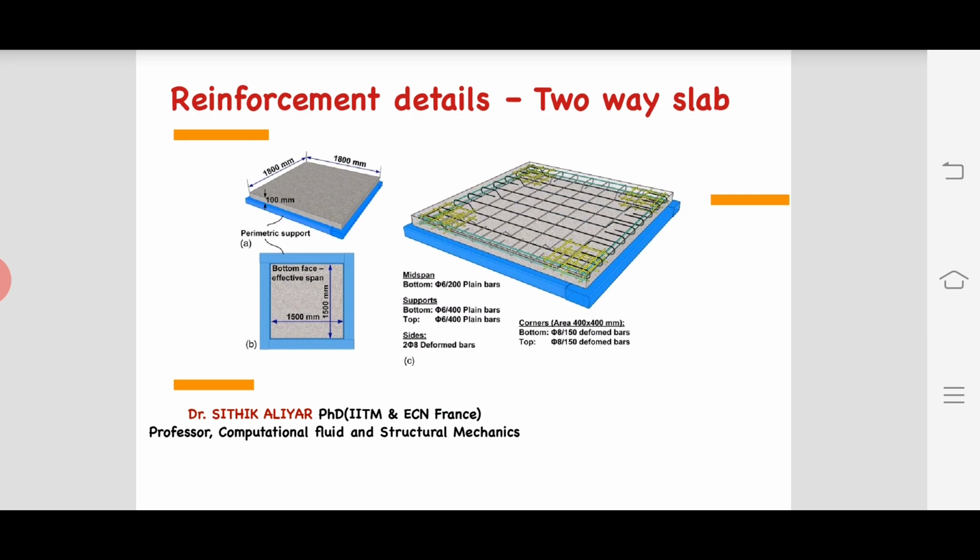Both in x and y direction there will be edges. So in x direction first comes edge, middle, edge. In y direction edge, middle, edge. Only in the mid span you will put the main reinforcement. In edge strip you will put only the minimum reinforcement.